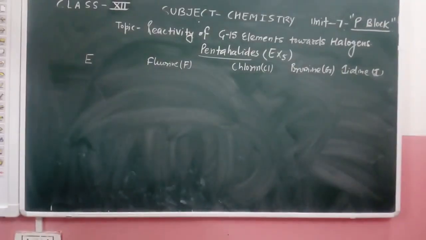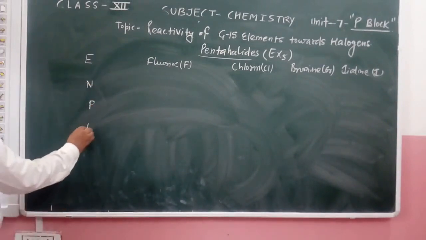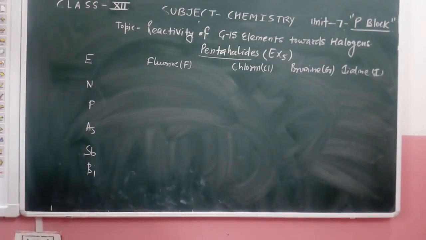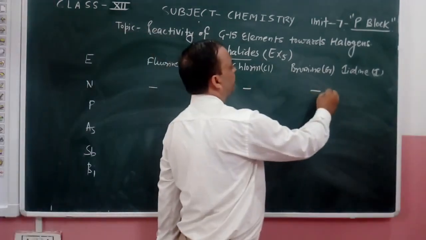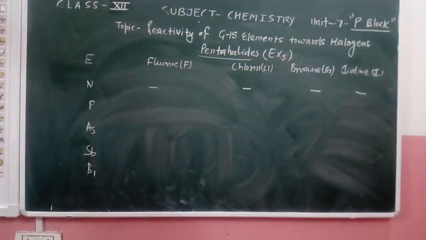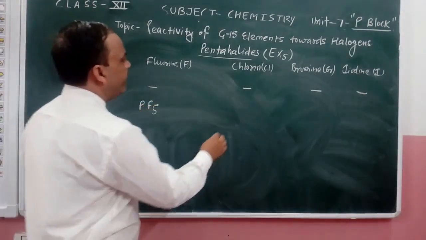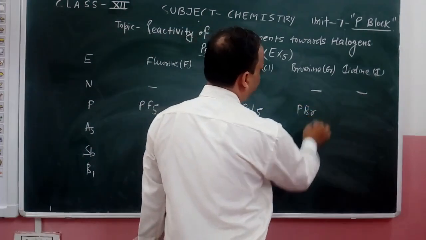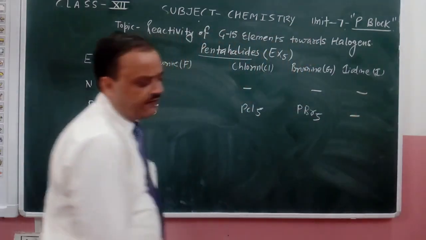Now what we have in this case: nitrogen, phosphorus, arsenic, antimony, bismuth. These are the elements which we have there. Nitrogen does not form its pentahalide due to the absence of d orbitals. Other compounds like PF5, PCl5, PBr5 will form, PI5 will not form.